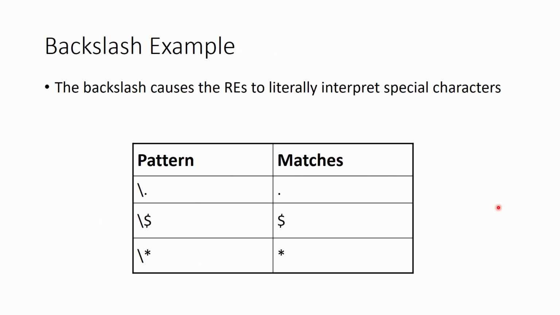Okay, so our backslash example. The backslashes cause those regular expressions to literally interpret the special characters. So just to give an example of that, if you want to show a period in your pattern, you have to backslash escape that thing. Same for the $ sign, same for asterisk.